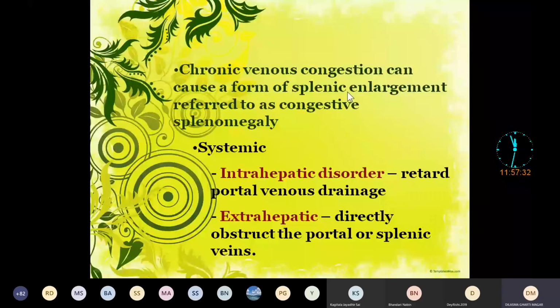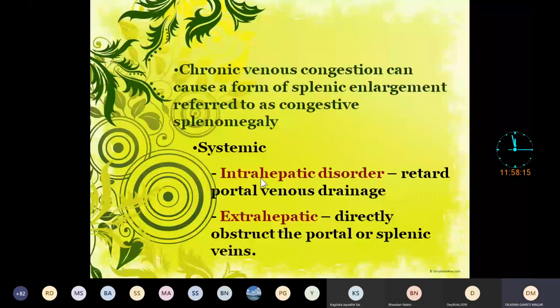So it may be the systemic cause. Now here, that is the intrahepatic disorder. Intrahepatic disorder means retarded portal venous drainage, so whenever the portal vein drainage cannot be proper because of any reason, then it will lead to chronic venous congestion leading to the splenomegaly. And in case of the extrahepatic cause, it directly obstructs the portal or the splenic vein. So there may be a tumor or fibrosis or any cause. So it will lead to obstruction in the splenic vein, and then finally it will lead to chronic venous congestion and splenomegaly.